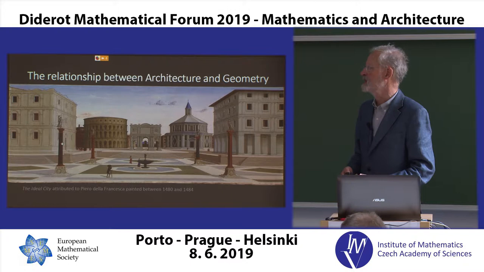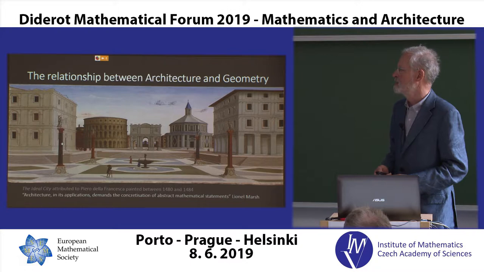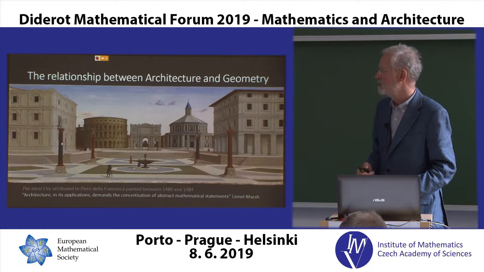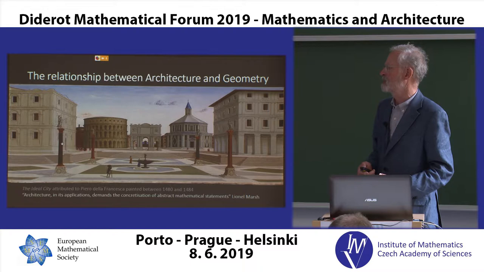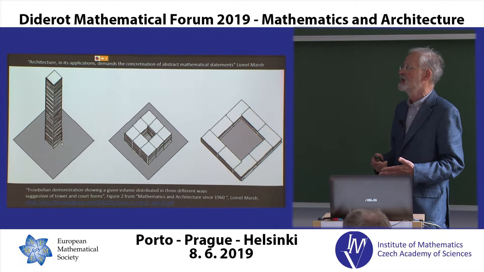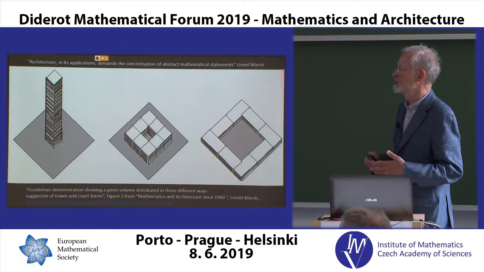My other input here is from one of the papers by Lionel March, where he reviews mathematics and architecture since 1960. He talks about how architecture demands the concretization of abstract mathematical statements. One of the examples he gives is this arrangement of blocks: for the same volume of building, you can have a tower, a small courtyard, or a large courtyard, and all these give different advantages in terms of shadowing and other relationships.